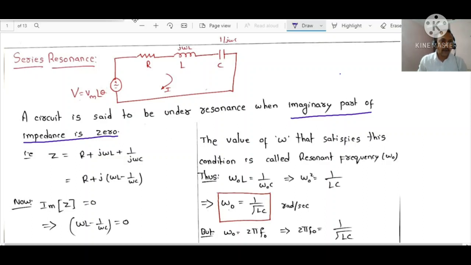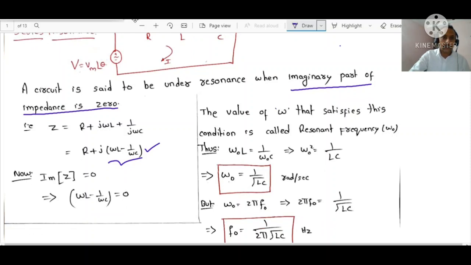See here. First, find the impedance. Impedance of series RLC: Z equals R plus j omega L plus 1 by j omega C. Clear? Now take j common: j times omega L minus 1 by omega C. In this impedance, what is the imaginary part? Omega L minus 1 by omega C. Make that imaginary part equal to 0. Then that is the condition where resonance occurs.